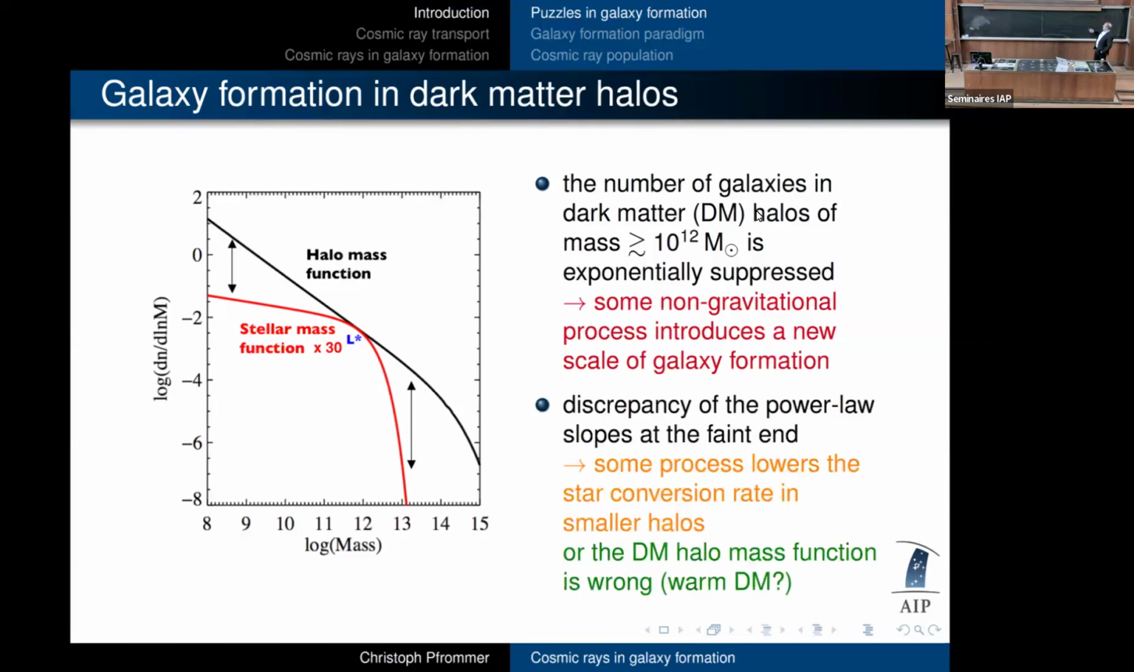And there's also a discrepancy towards smaller galaxies. So either some process lowers the star conversion rate in smaller halos, or our favorite cold dark matter model is not fully adequate and you need to modify it: warm dark matter, self-interacting dark matter, so that this slope here is shallower.